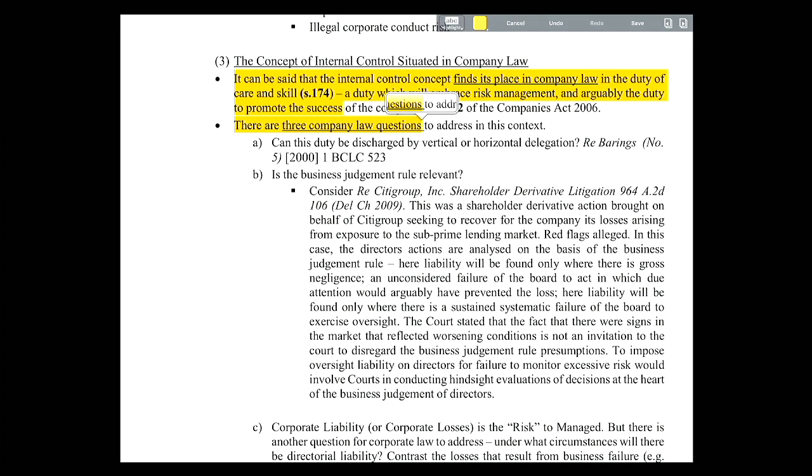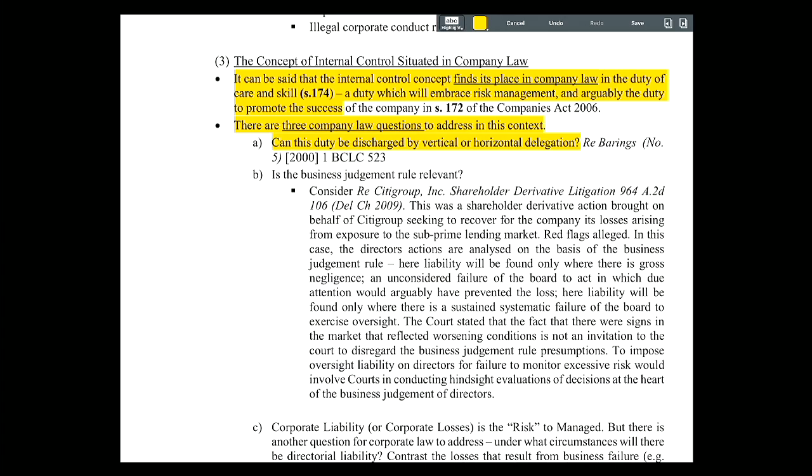Then I say there are three company law questions to address. Can the duty be discharged by vertical or horizontal delegation? In other words, the duty to monitor: can we say, let's appoint a management committee, or let's appoint a committee on the board. There are two different things. If you go down, it's management. If it's on your board, then it's horizontal. Now, from a company law perspective, the question would be, is that duty amenable to delegation? That would be the first thing.